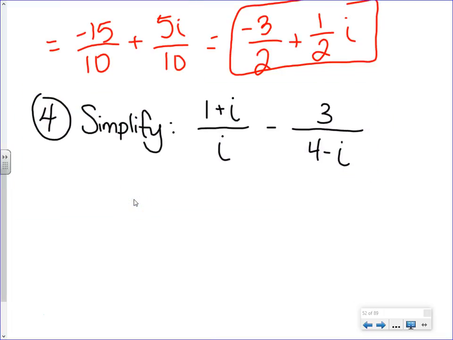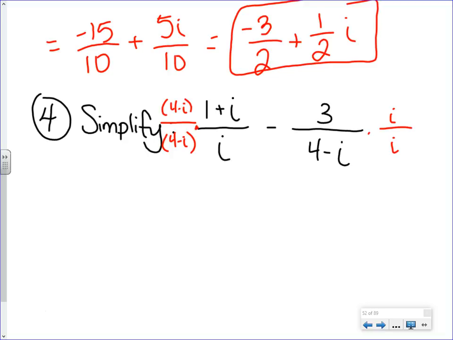Karina, you have an idea? Yeah, how do you start? Okay, so you multiply, hold on, 1 plus I over I by the top and bottom by 4 minus I. And then the other side you multiply the top and bottom by I. Look at her getting common denominators.